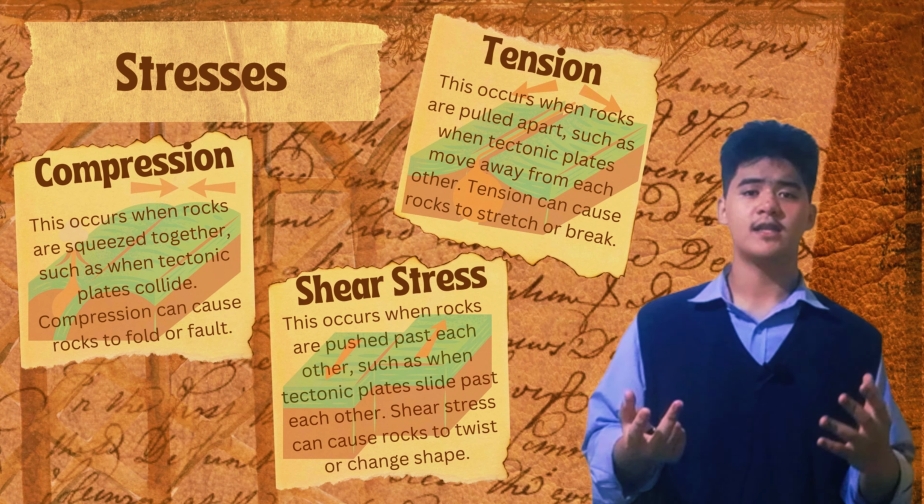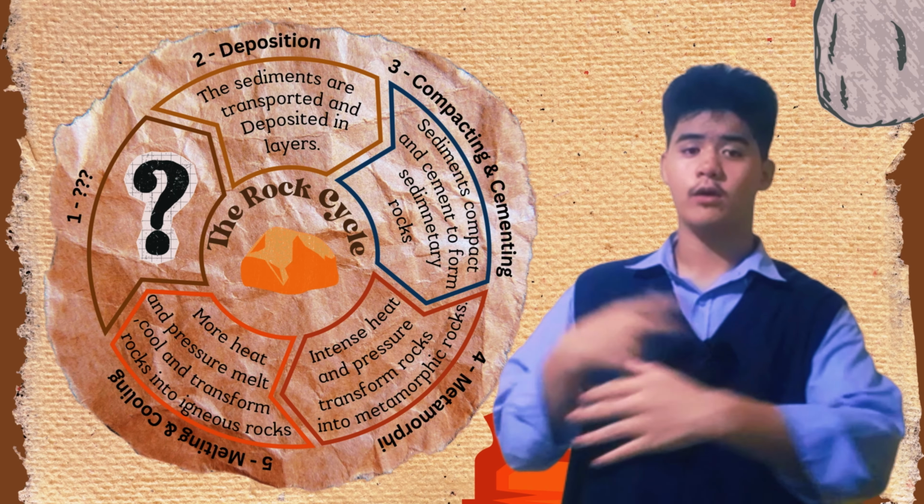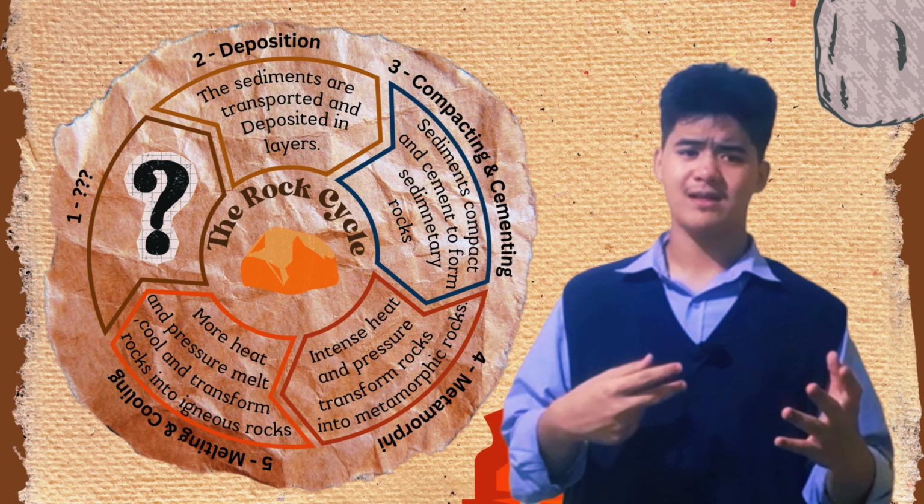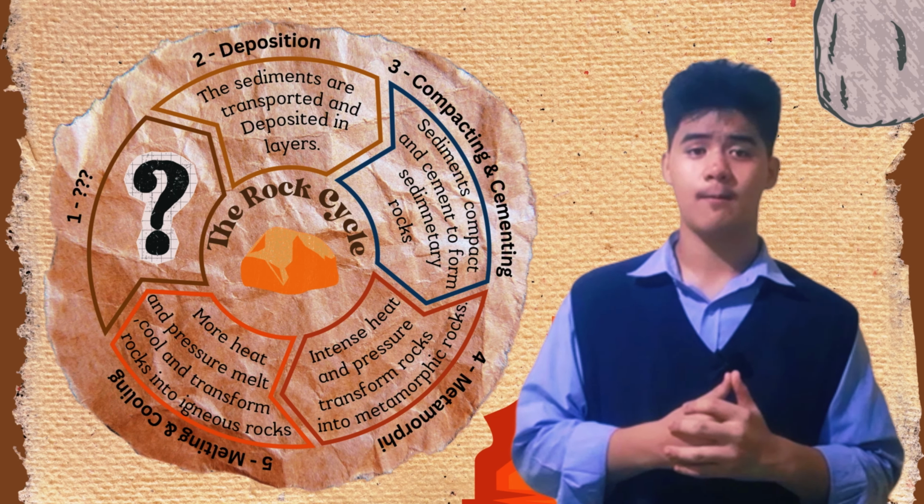The formation of rocks is a continuous cycle known as the rock cycle. It's in the name. The rock cycle involves various transformations of one type of rock into another using various geological processes.